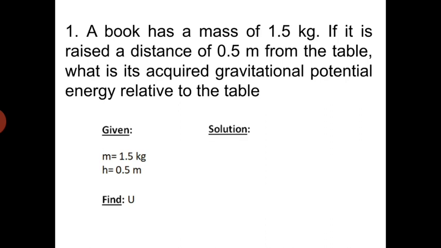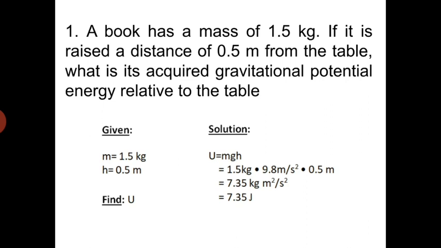In the solution, start by writing the formula. The formula for gravitational potential energy is U is equal to mgh. Substitute the given. We have a mass of 1.5 kilograms times the acceleration due to gravity, which is 9.8 meters per second squared, times the height of 0.5 meters. Let's combine. If you multiply it, you will get 7.35 kilogram meters squared per second squared, and it's equivalent to 7.35 joules.